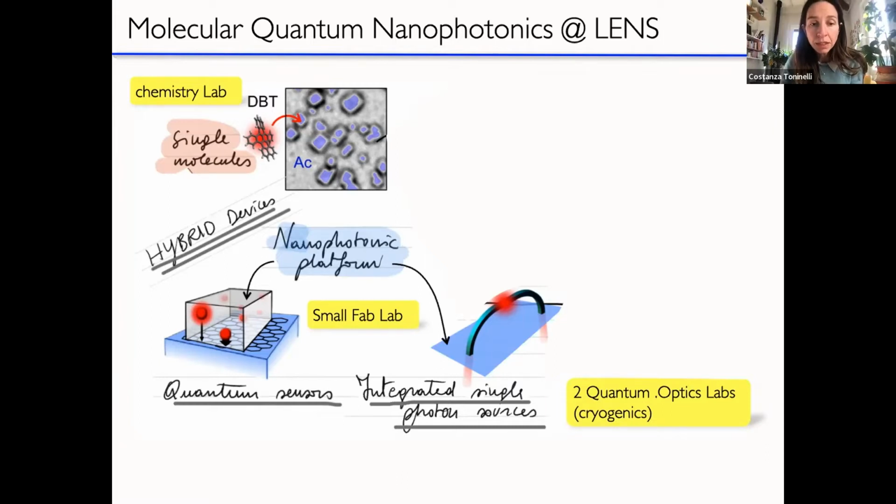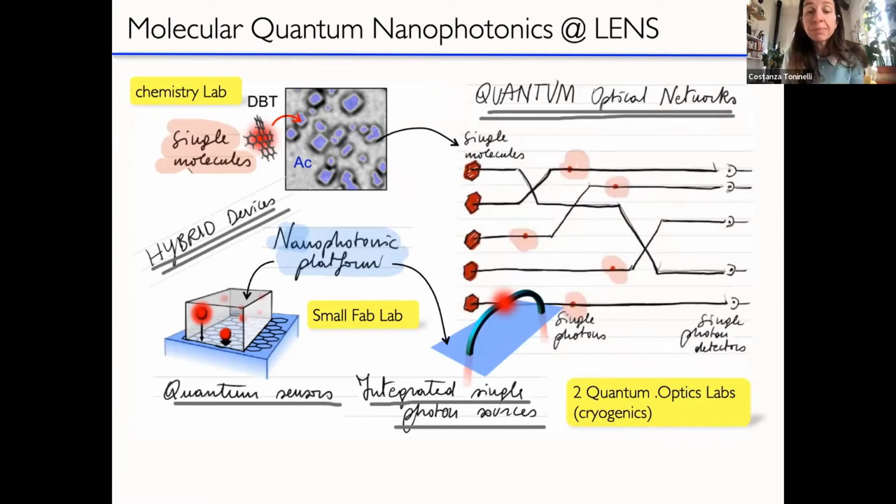Second step, in a small nanofabrication lab, we are able to embed molecules into different kinds of photonic structures. And you will see some examples about that. Actually, the whole characterization is performed at cryogenic temperatures typically, and there's a reason for that. That will come in a minute.